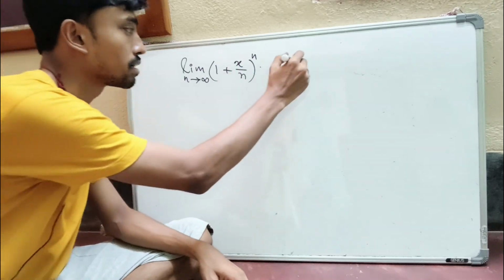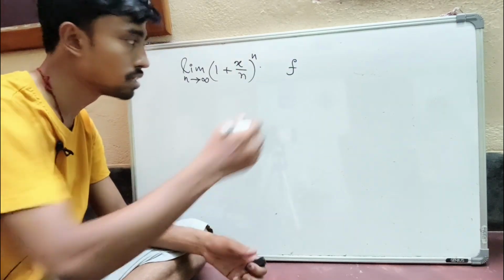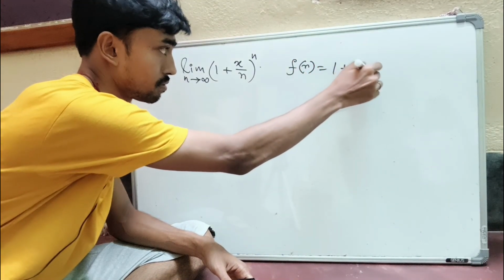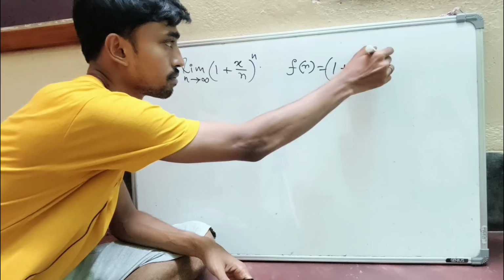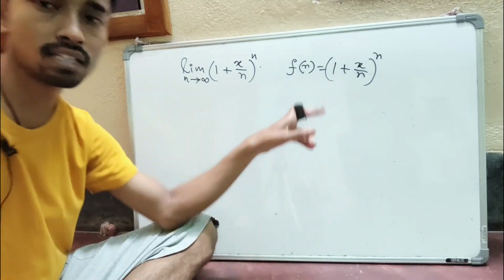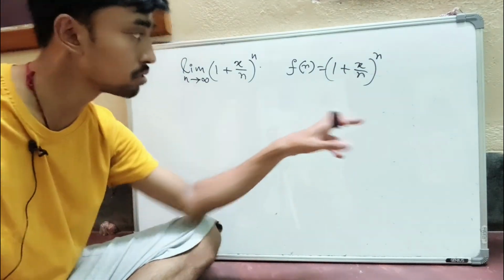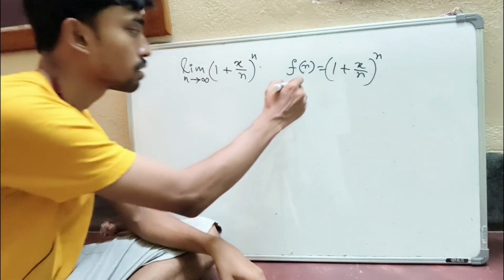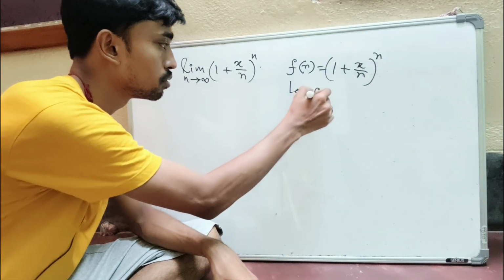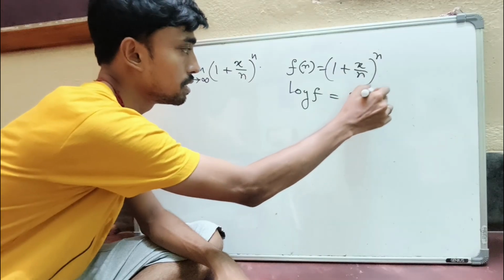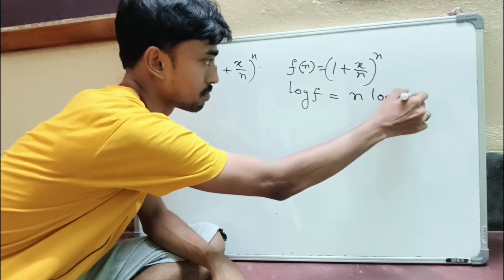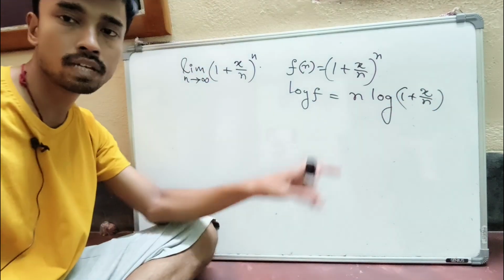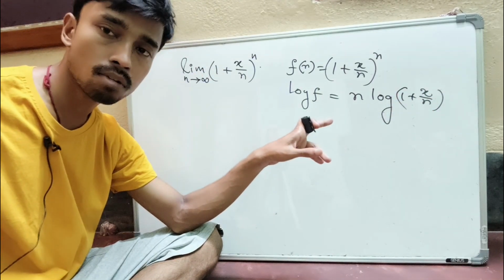So we take f of x, or let's say f of n, equal to what is given. We take f_n as (1 plus x by n) whole to the power n. Since this is a function of n, we don't consider x actually right now. Now take log on both sides. Then what is log f_n? We get n log(1 plus x by n).